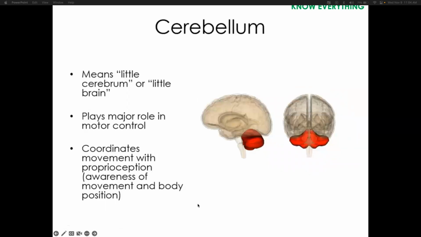And then next we come to our cerebellum. Cerebellum means little brain. It plays a major role in motor control, and it helps coordinate movement with proprioception. Proprioception is just your awareness of your body in space. So think of it as your place in space.